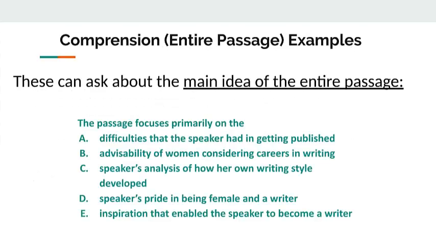Here's a question, an example that shows you when they're asking about the main idea of the entire passage. The passage focuses primarily on the, right? So again, it's directing you to the whole passage, and it's asking you the primary focus, which is another way of saying main idea.